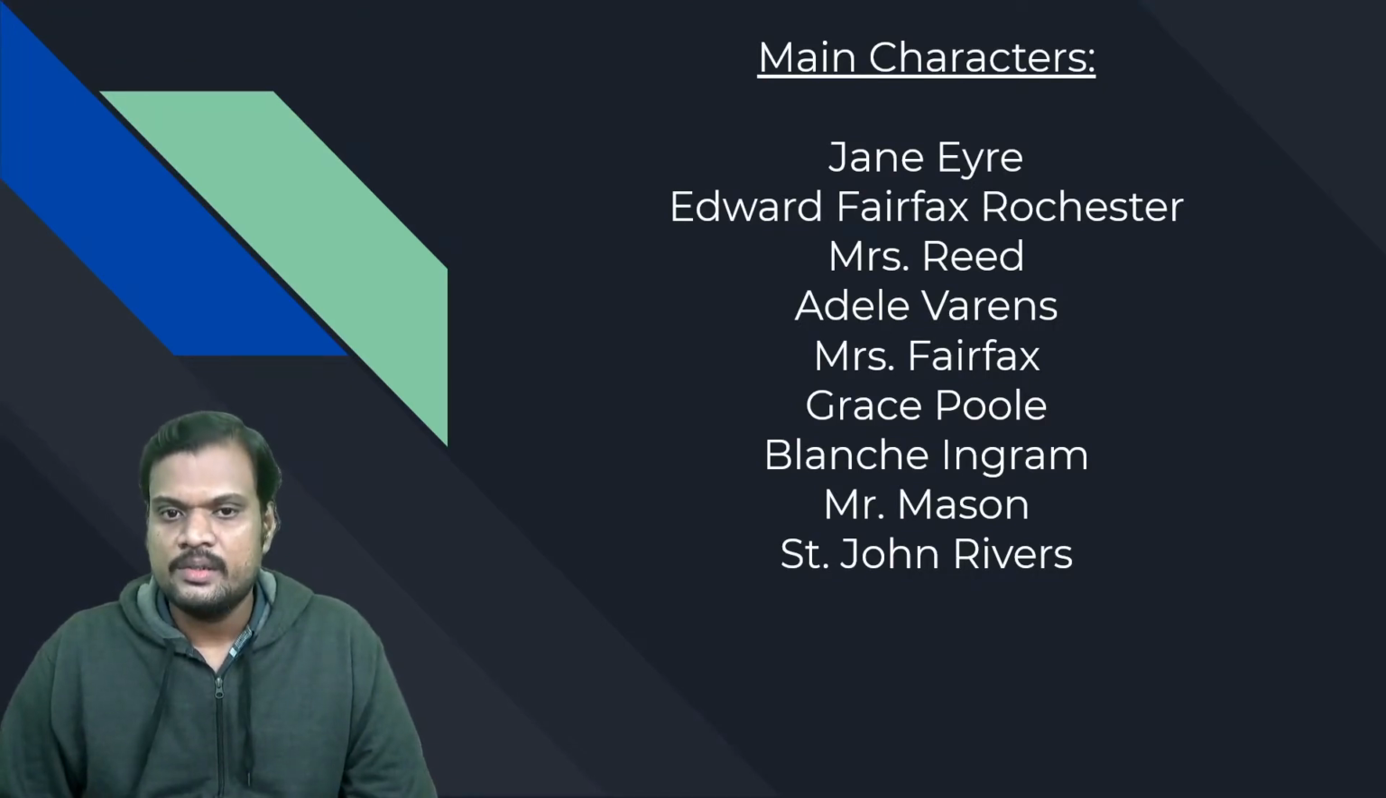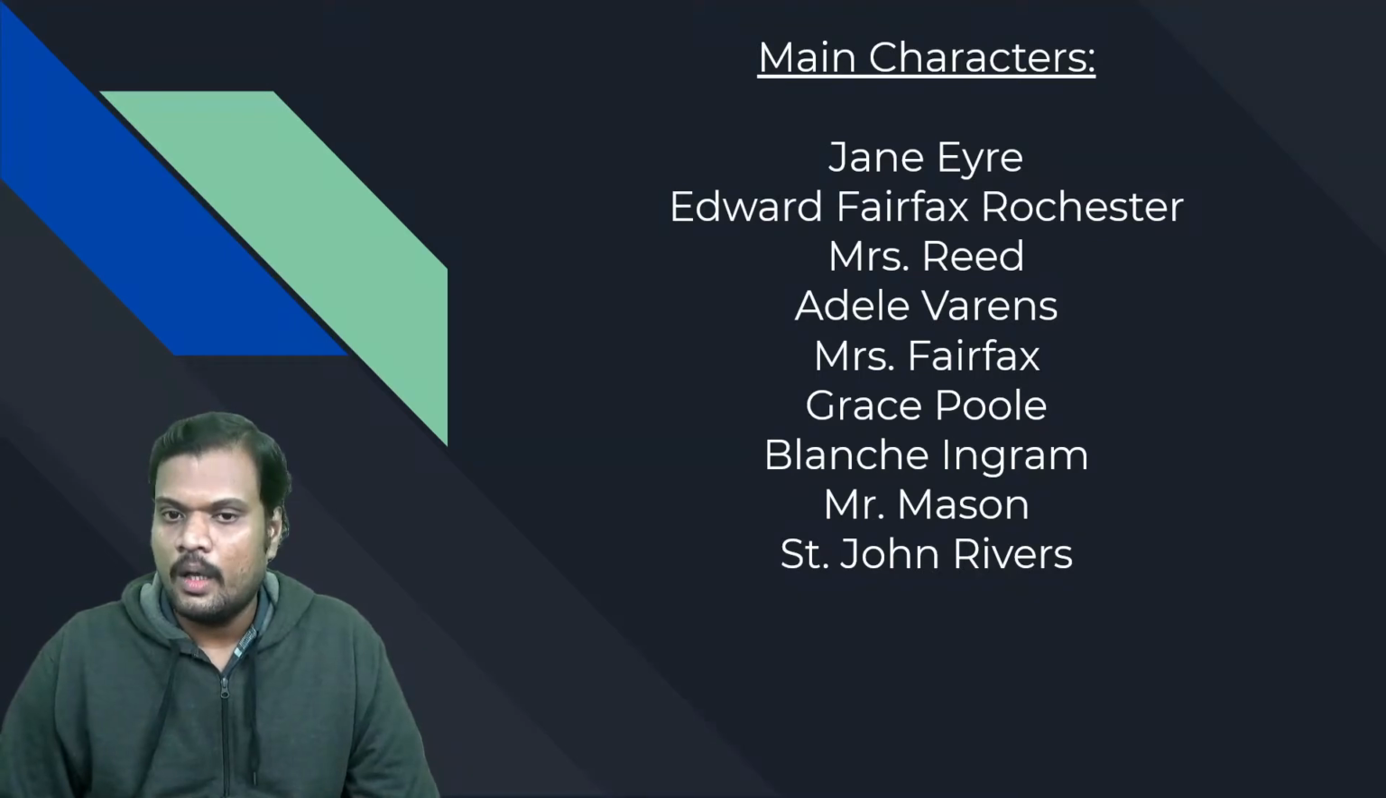Edward Fairfax Rochester is the master of Thornfield Manor. He always broods in the novel. Adele Warrens is Rochester's ward. She is a beautiful half-French girl who is also precocious. Mrs. Fairfax is the chief housekeeper of Thornfield Manor. She is Rochester's relative. Grace Poole is a servant who works under Mrs. Fairfax.